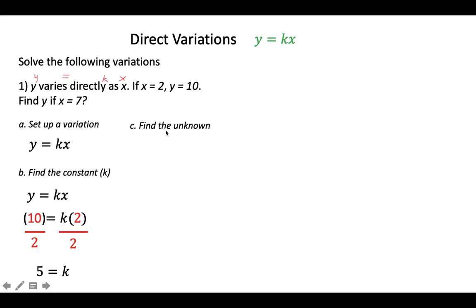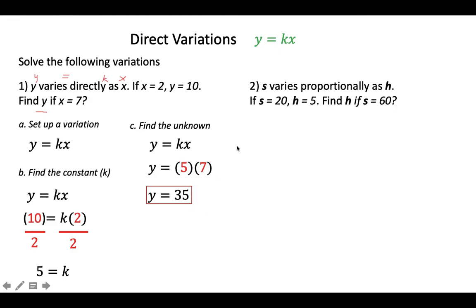Lastly, we find the unknown, and that unknown is y. What is y if x is 7? To obtain that, we use the same variation y = kx, wherein k is 5 and x is 7. So our equation is now y = 5 times 7, and 5 times 7 is 35. This will be our answer.